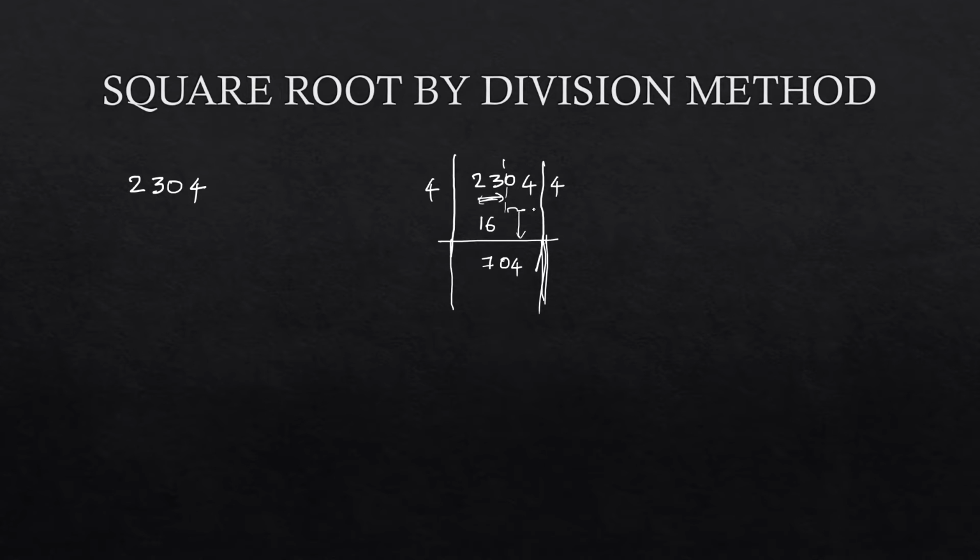Now the second step is, here the number is 4, we have to double it. That means we have to multiply with 2. So the answer will be 8. And we have to put a number here. Whatever number we put, we should multiply it with the whole number, and the answer should become 704. Let me explain you.